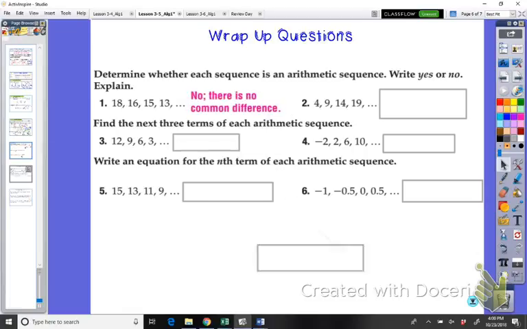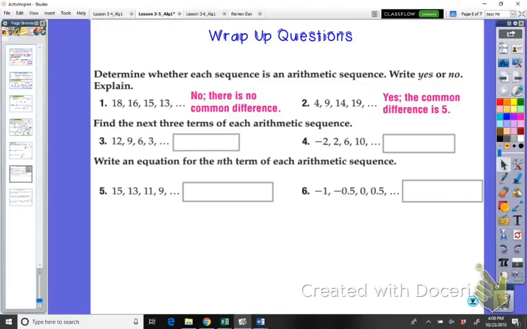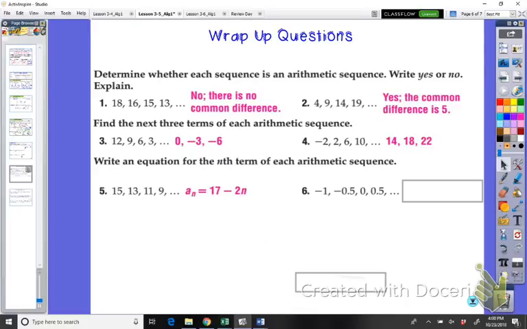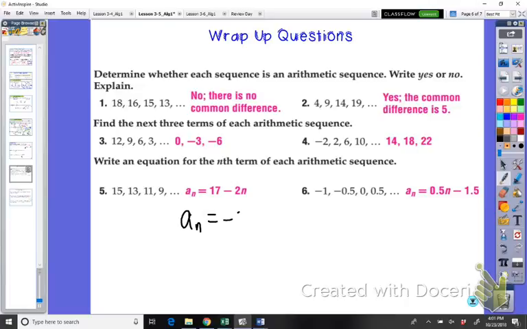So the answers are: first one, no, there is no common difference. This one is yes, the common difference is 5. Finding the next three terms: 0, negative 3, negative 6, and 14, 18, and 22. And then writing equations for the nth terms are these two. And like I said, you could also have a sub n equals negative 2n plus 17 for that one.